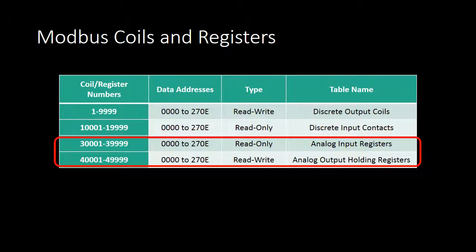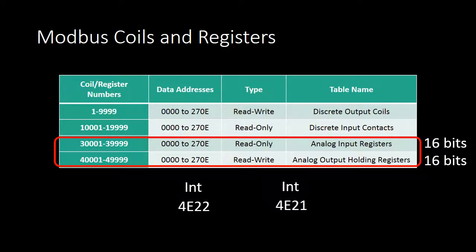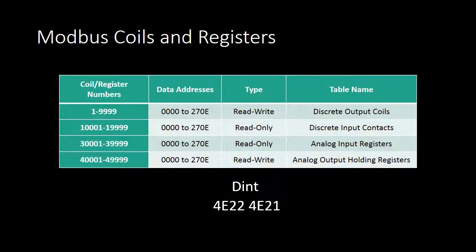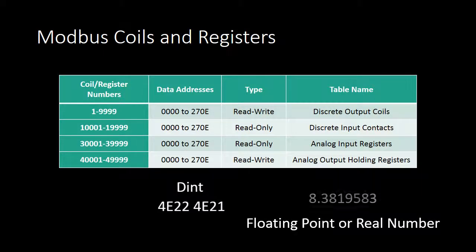Any single register will contain a 16-bit integer, and any 2 consecutive registers can be combined to give a 32-bit integer, or double integer. This 32-bit integer could also represent a floating point number, known as a real number. This is simply a number with a decimal point, followed by up to 7 digits.